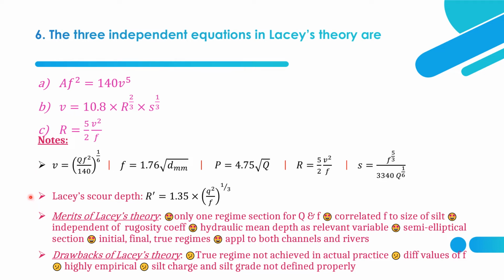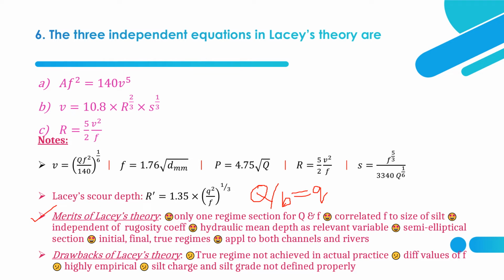And there is something called Lacey's cover depth that will be given by using this relation, 1.35 into q square by f power 1 by 3. Here q is in small letters, that means discharge per unit width. Discharge per unit width, that is capital Q divided by unit width. So that is nothing but small q. 1.35 into q square by f power 1 by 3, that is cube root.